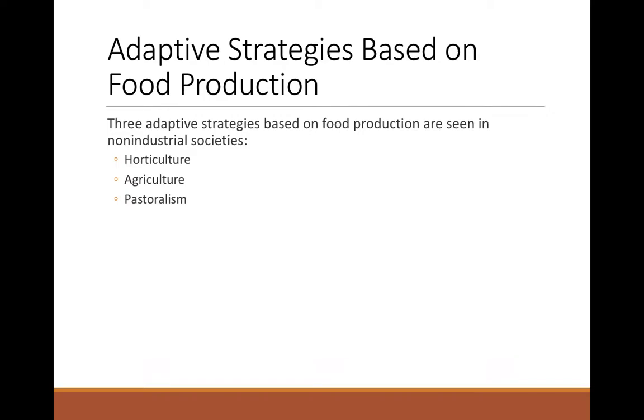We have three adaptive strategies that are based on food production, and three across non-industrial societies. If we count industrial and post-industrial as adaptive strategies, they are also based on agriculture, but there are some fundamentally different kinds of patterns that we see with what we call industrial agriculture and more what we would consider subsistence agriculture. And so those three adaptive strategies are horticulture, agriculture, and pastoralism.